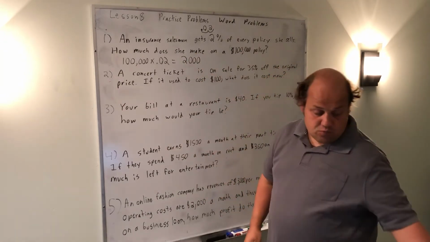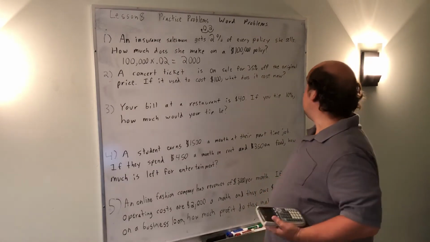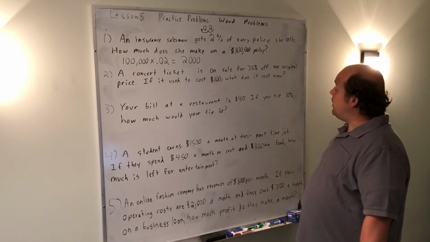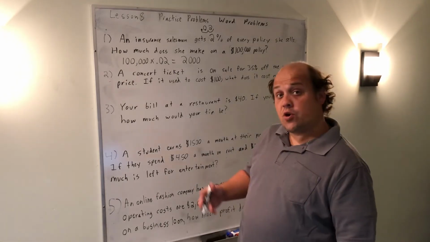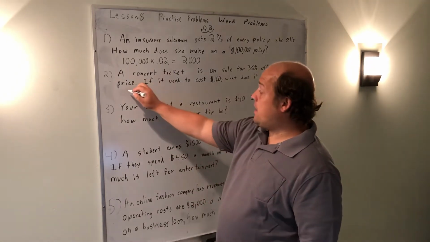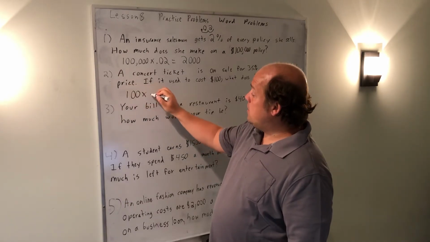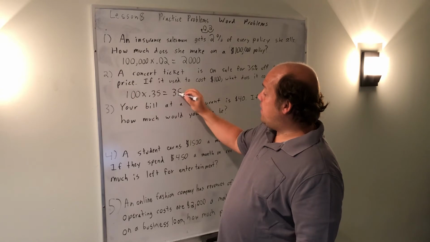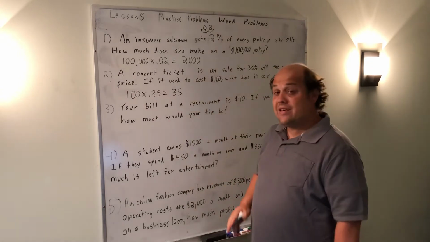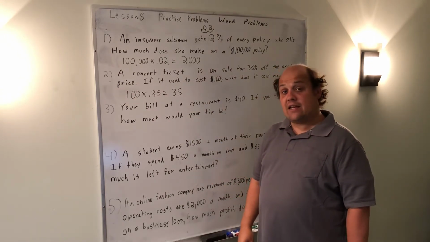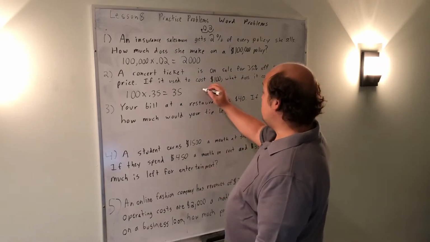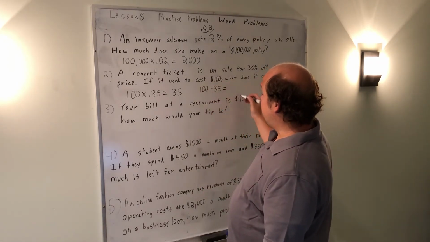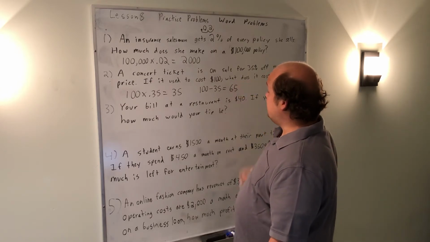In problem 2, a concert ticket is on sale for 35% off the original price. If it used to cost $100, what does it cost now? So we're going to start by finding the amount of the discount. If we take 100 times 0.35, we're going to get 35 as the amount of the discount. But it didn't ask me how much it was discounted. They asked what the new price is. So if it used to cost $100 and we're taking $35 off that price, the new price is $65 for the ticket.